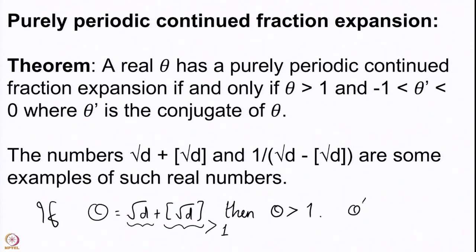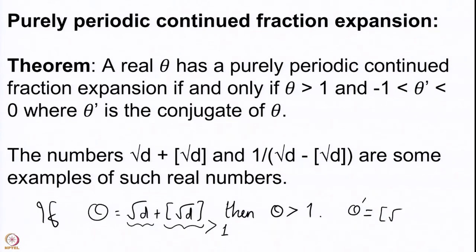Now, we consider theta prime. I told you that if your theta is of the form a plus b root d, then the conjugate is a minus b root d. So, here the conjugate would be integral part of root d, which is simply an integer, minus root d. Now, integral part of any number is less than or equal to that number. And if you add 1 to the integral part, then you would have gone beyond the number. So, when you remove the integral part from any number, what you get is the fractional part, and we have noticed that the fractional part can be 0 or it can be something which is less than 1.